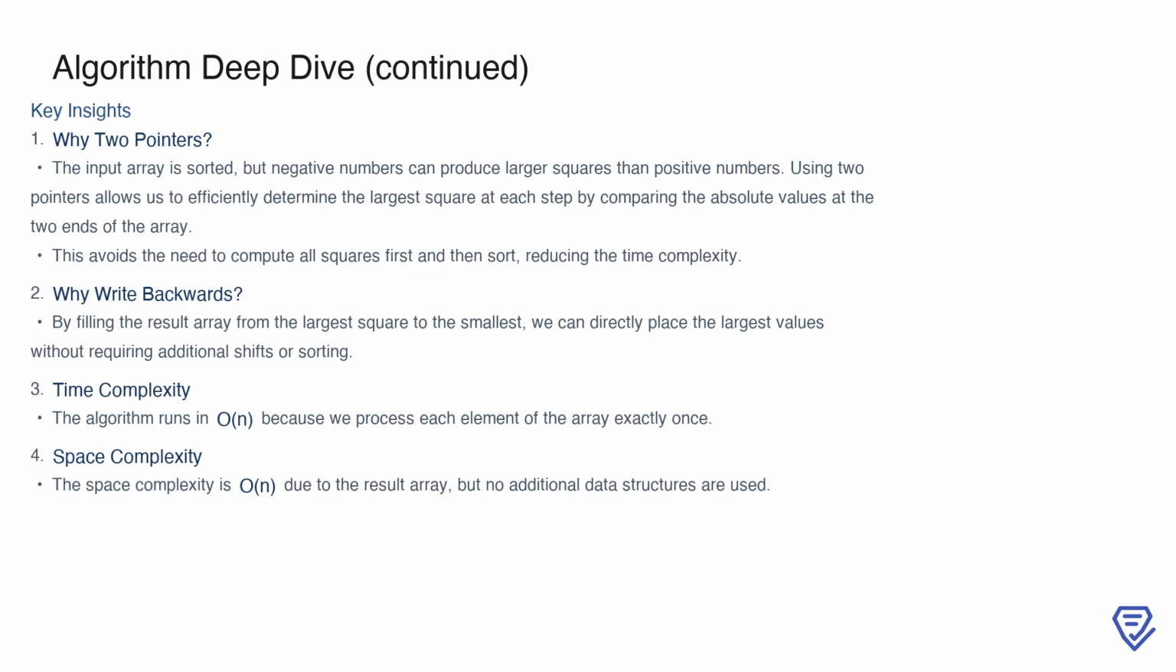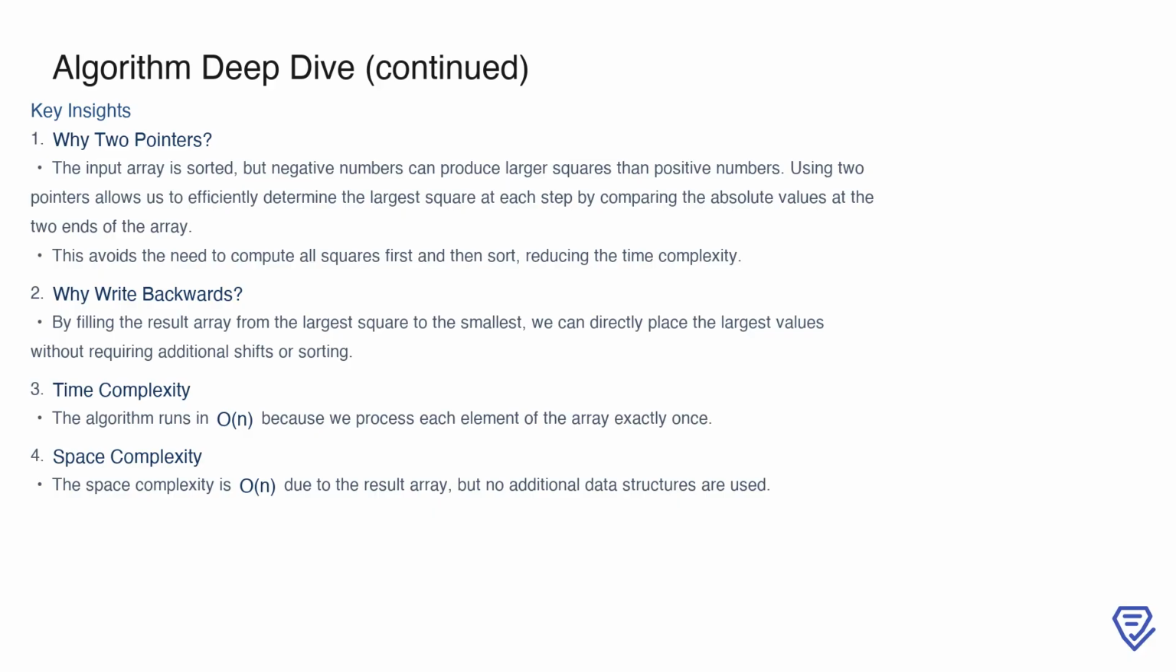First, the two-pointer technique is well suited for this problem because the input array is sorted, and negative numbers can produce larger squares than positive numbers. By comparing the absolute values from both ends of the array, we can efficiently find the largest square at each step without processing the entire array first. Second, filling the result array backwards ensures that we directly place the largest squares in their correct positions, eliminating the need for additional sorting or shifting.